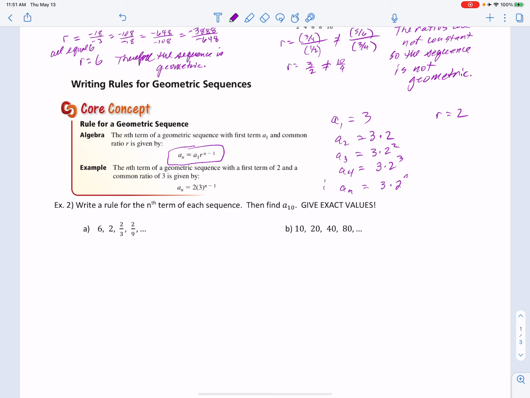Well, the number of times you've multiplied by r is 1 less than the term number. For the second term, it was to the first. For the third term, it was squared. For the fourth term, it was cubed. And so this produces this kind of pattern for the general term.